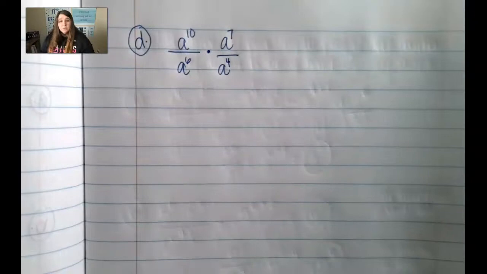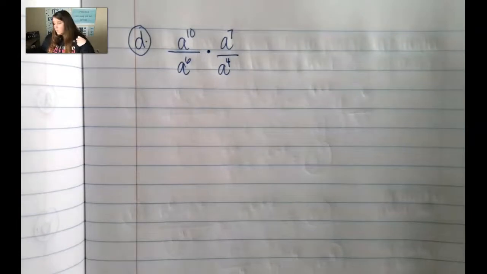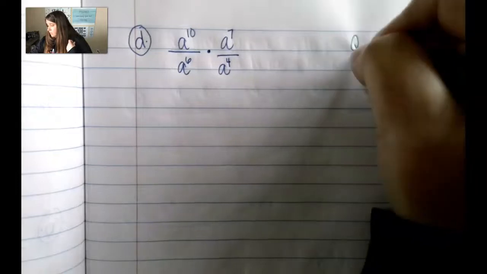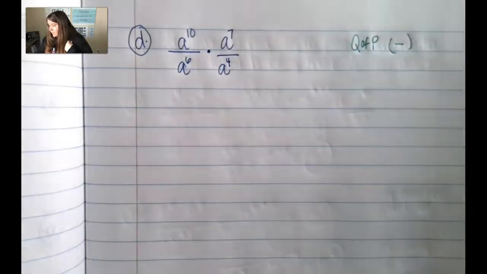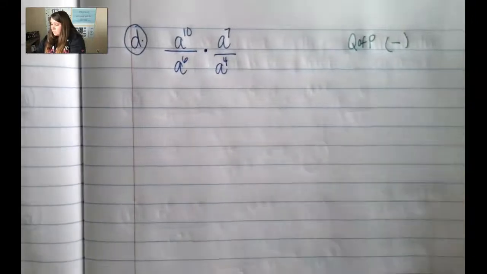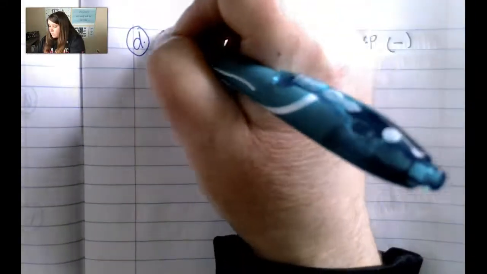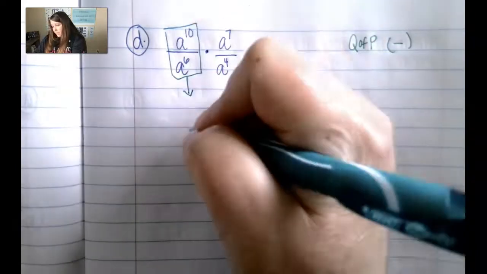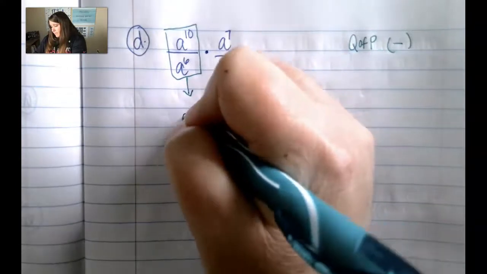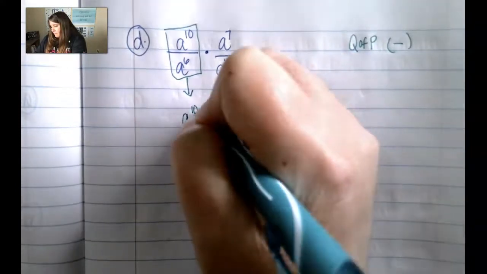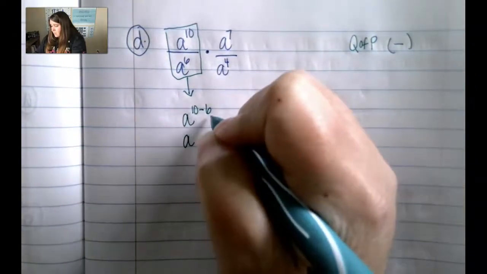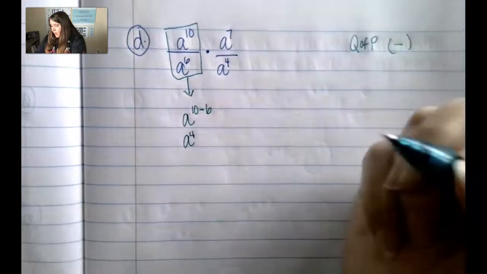Okay. So the first thing we're going to do is use that quotient of powers property. So quotient of powers, I need to subtract first, right? Quotient of powers tells me to subtract. So I'm going to start with this one and work with division. And I have a to the 10th, so my base is a, and I have 10 minus 6. Well, 10 minus 6 gives me a to the 4th power.